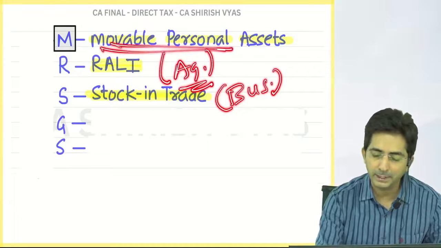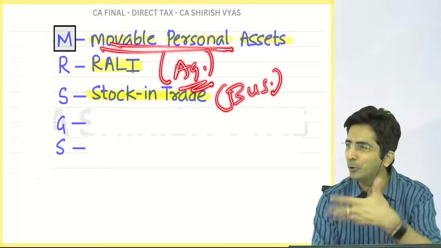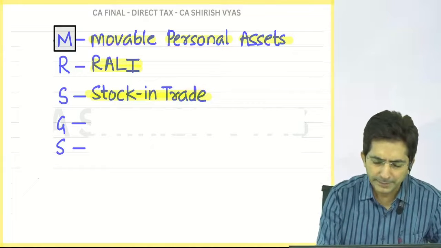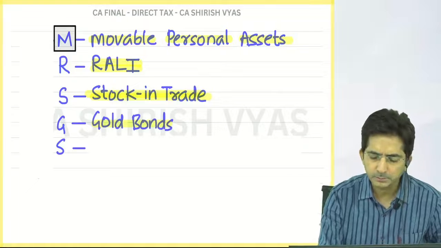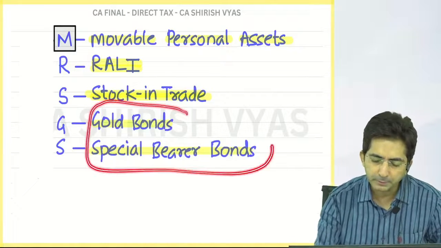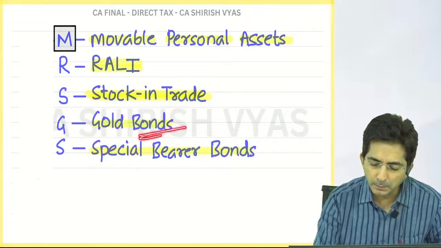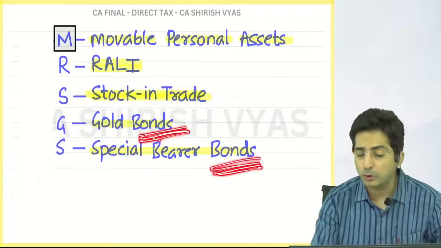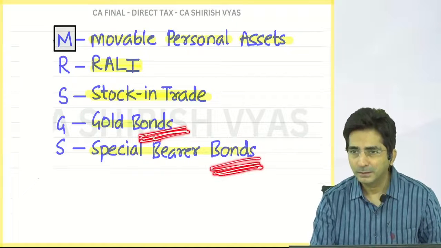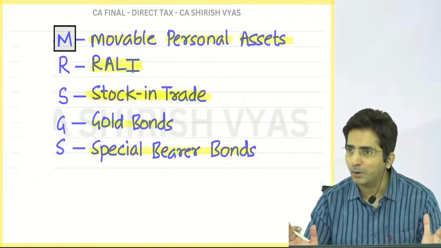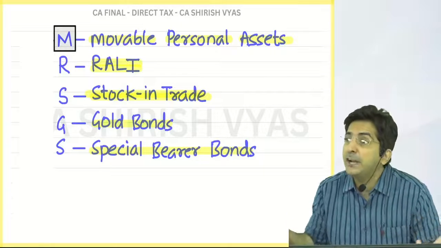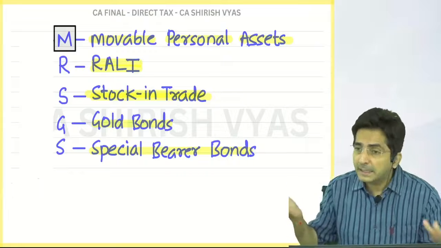And here these are useless assets. They do not have potential to earn. Fridge, washing machine. Then gold bonds, special bearer bonds. These two have common logic. First tell me, generally bonds have potential to earn or not? Or bonds are waste items? They are not waste items. When you invest in bonds, bonds appreciate, you get interest. And anything which can generate income, it has a potential.